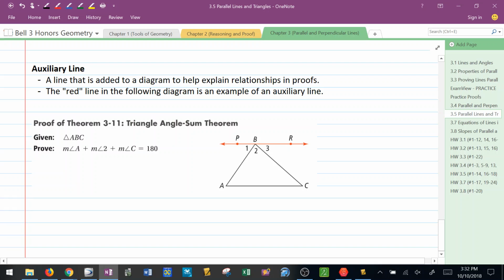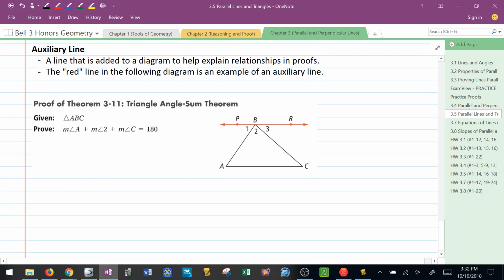An auxiliary line is a line that you arbitrarily add to a picture that enables you to help complete a proof about it. All right. So in this picture right here that I have, the red line is what is known as an auxiliary line. Whenever you use an auxiliary line, you have to explain what it is and what it does and why you can do it.